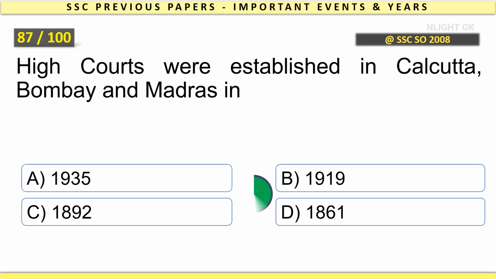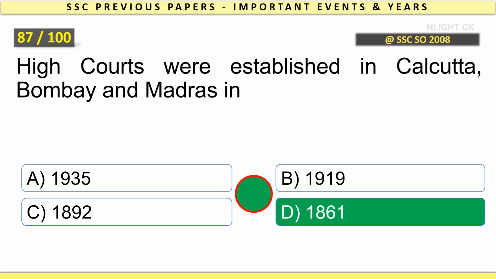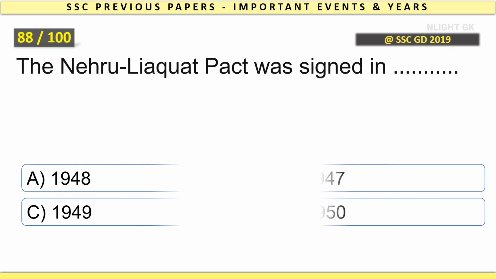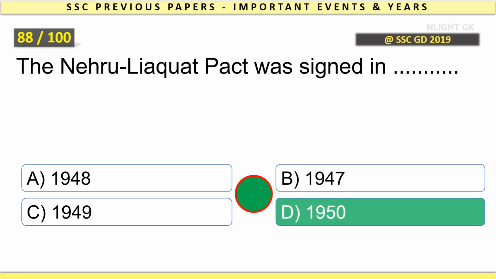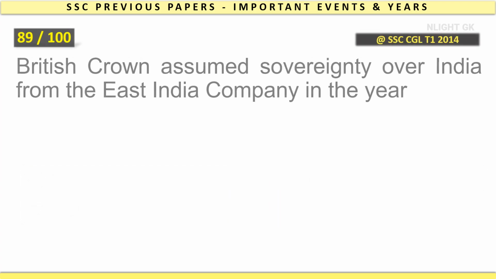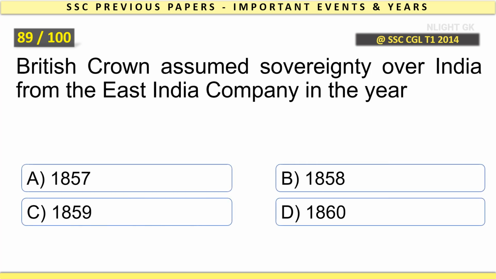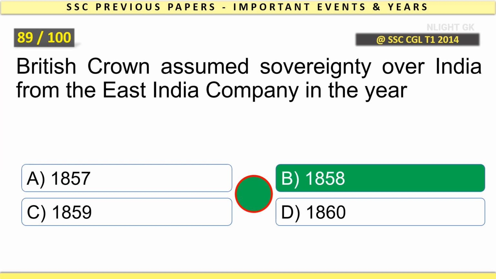High courts were established in Calcutta, Bombay and Madras in? In 1861. The Nehru-Liaquat Pact was signed in? In 1950. British Crown assumed sovereignty over India from the East India Company in the year? In 1858.